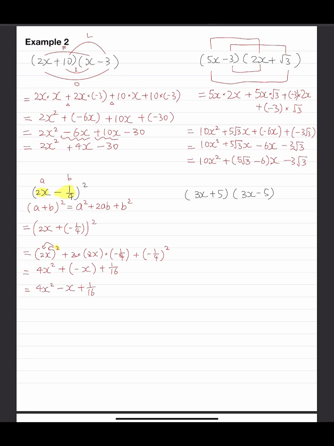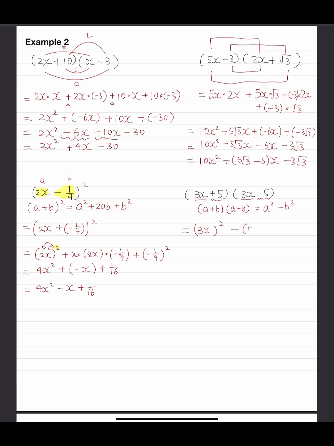All right, next one. The last one here, we notice these two are exactly the opposite, okay? So then we know that we're going to use the difference of squares, which is, the formula is a plus b, a minus b, equal to a squared minus b squared, okay? So then we're going to use the formula here, so we recognize that's going to be 3x squared minus, b is going to be 5, right?